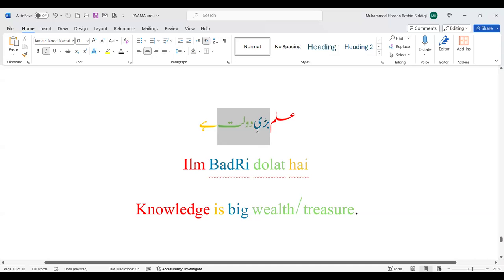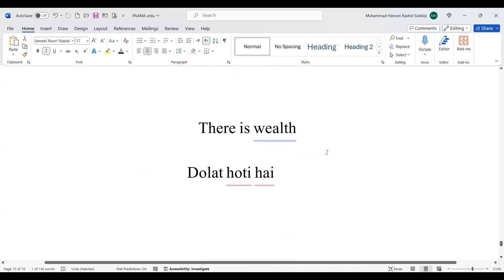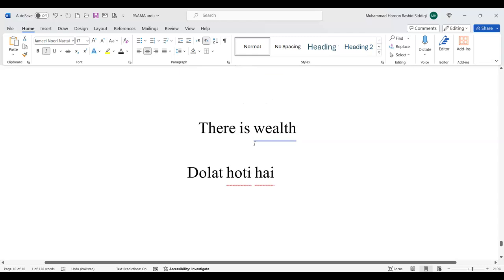How would you, because in the sentence there is wealth or there is knowledge, there is no adjective, right? This is an adjective. Bari is describing the word. Bari is saying that it's huge. Yes, in this sentence, I know, but if you scroll down a little bit to this example you gave, there is wealth or there is knowledge. There is no adjective in this. So why is the word there changing?